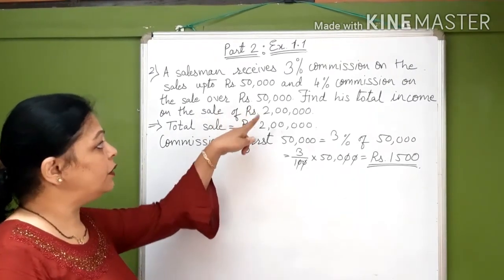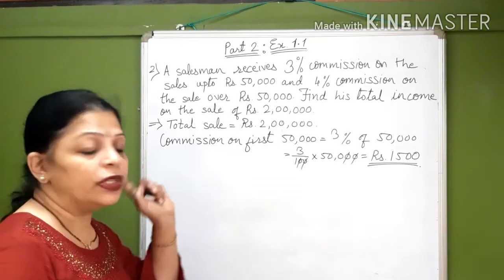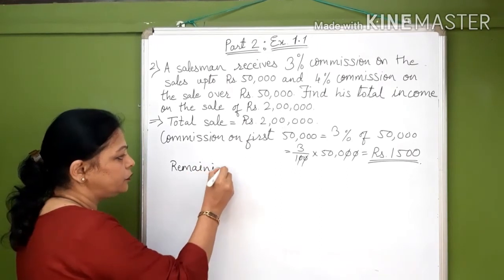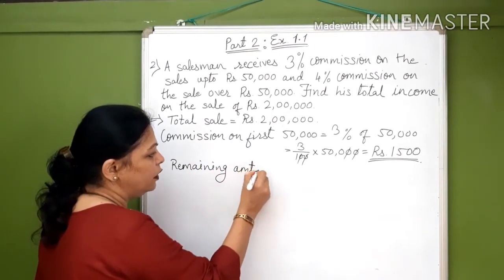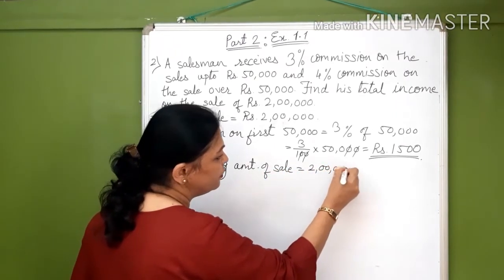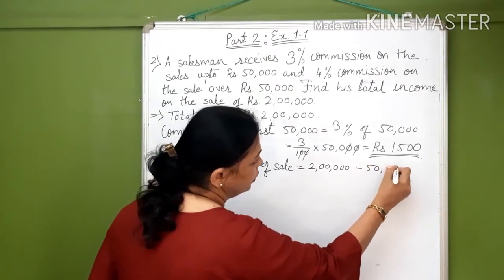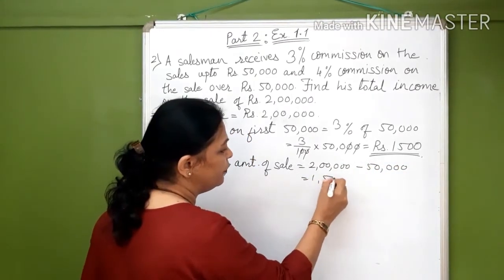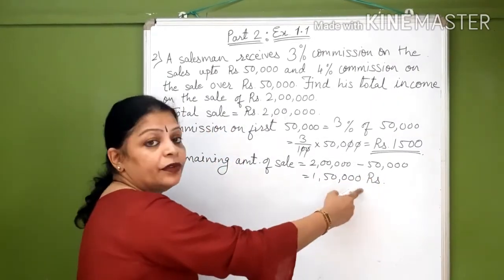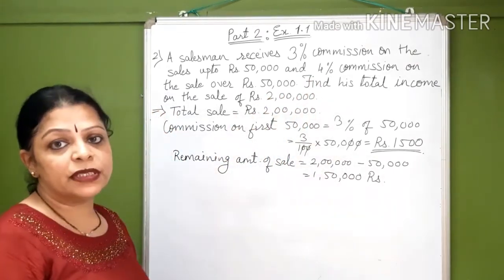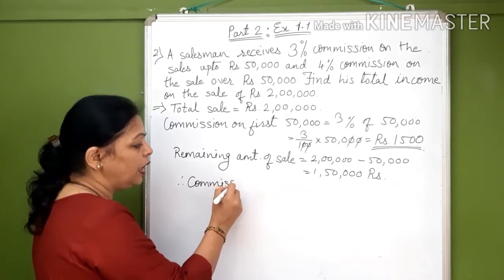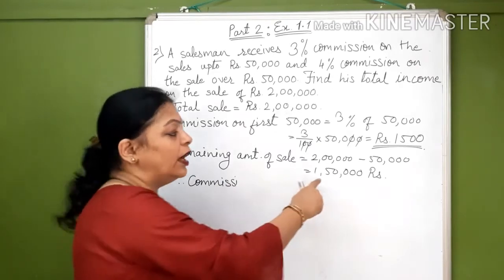Now how much is the remaining amount? From 2 lakh the 50,000 is gone. So the remaining amount of sale will be 2 lakhs minus 50,000. So that comes to 1,50,000. Fine. Now on this 1,50,000 the rate of commission is 4%. That means therefore the commission will be, we have to calculate 4% of 1,50,000.